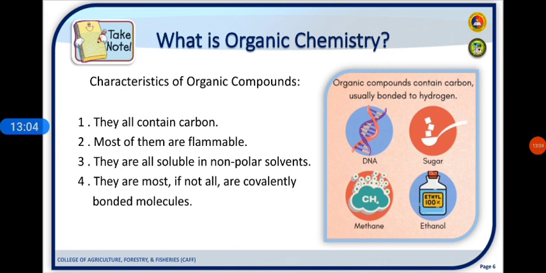We also have an example here in our picture. Organic compounds contain carbon, usually bonded to hydrogen. Examples of organic compounds here are DNA, sugar, or the table sugar, that is sucrose. What is sucrose? It is a simple sugar. We also have methane, which is your simplest hydrocarbon or the simplest alkane, and also ethanol. Ethanol is a hydrocarbon with the presence of the functional group alcohol.